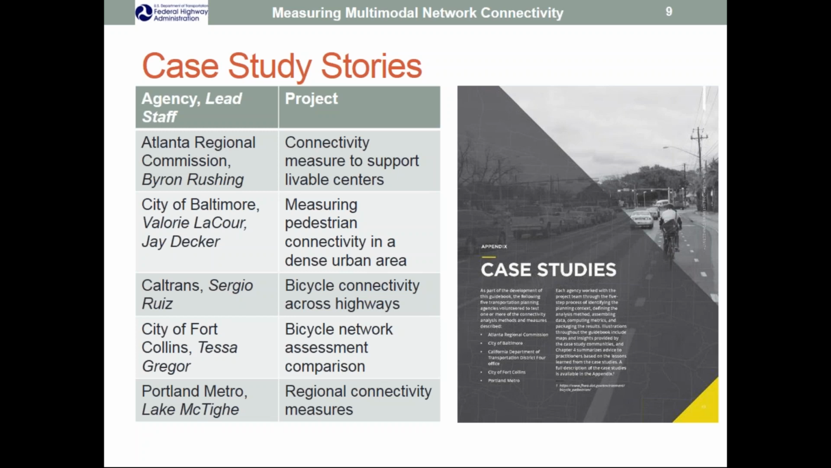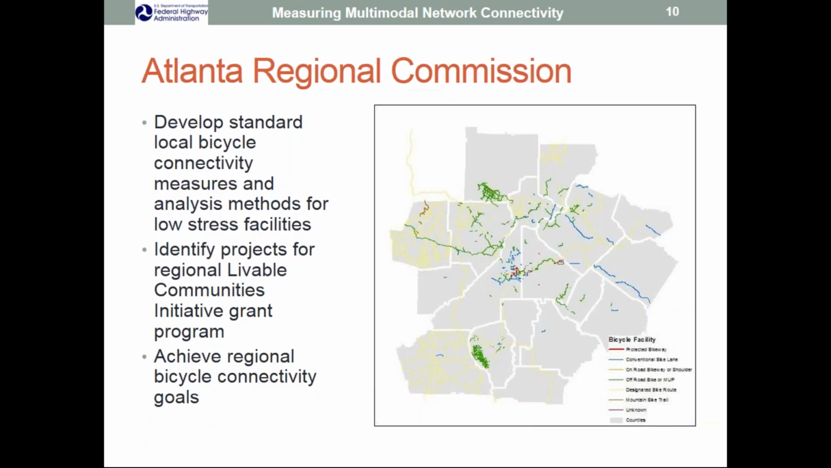This report cover you see on your screen is the cover of the detailed write-ups of those case studies. So I encourage you to download that as well as the guidebook. They're both available from the Federal Highway website. But we'll just spend a couple of minutes highlighting what we did in each of those regions to give you just a taste of the sorts of things people do with measuring multimodal connectivity. So I'm going to talk through Atlanta, and then Kim Boros is going to talk through the following three, and then I'll wrap up talking about Portland.